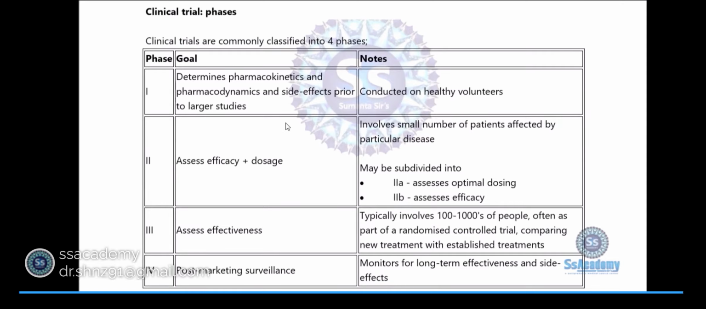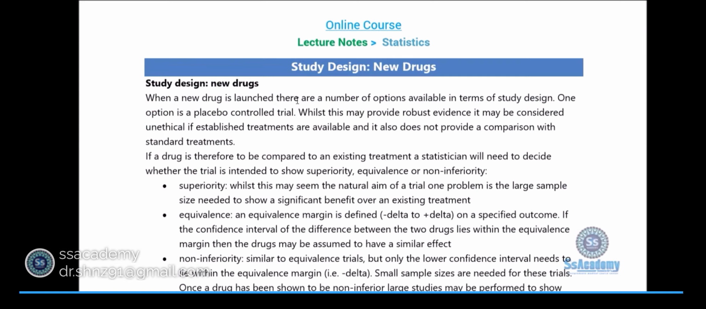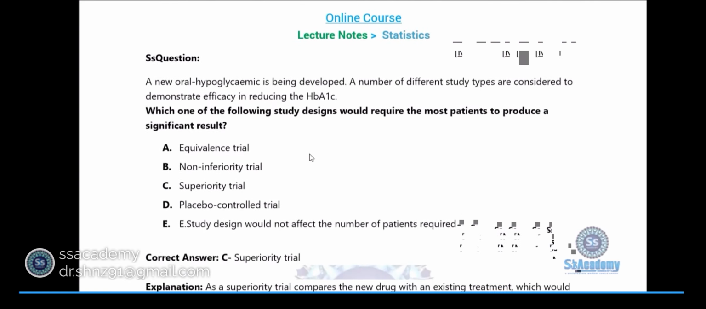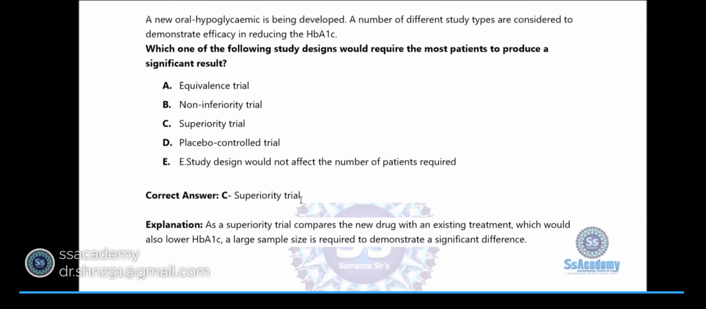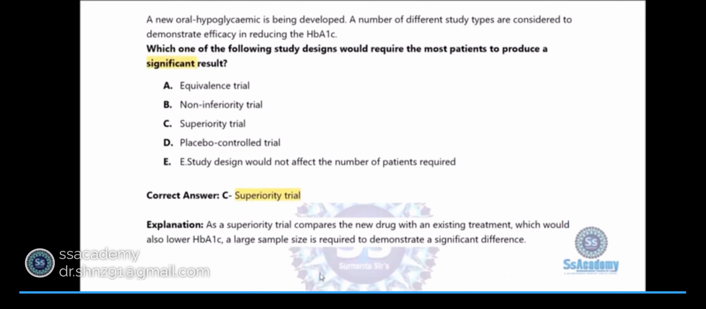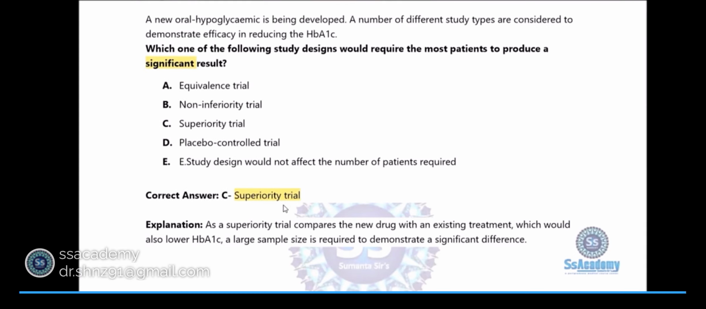So here are some of the phases of study. The clinical trials are called 4 phases, given here. The study design and the new drugs are a 1-star topic, my dear. And there is a question on the superiority trial. Which of the following study designs would require the most patients to produce a significant result? A superiority trial compares a new drug with an existing treatment, which would also lower the HbA1c, so a larger sample size is required to demonstrate a significant difference. So the significant result is a superiority trial.